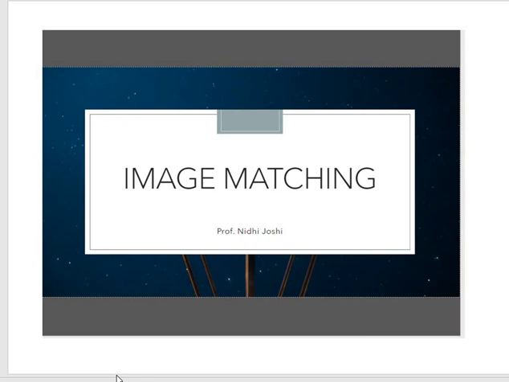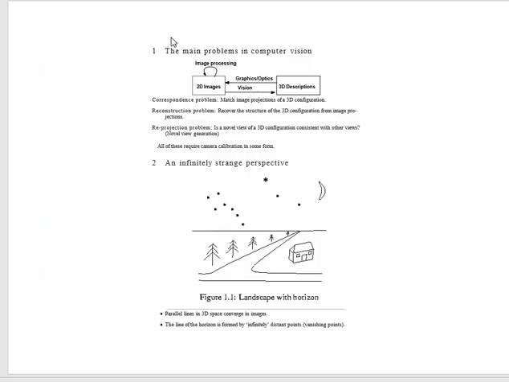In image processing and computer vision, the subject code for the subject is CS803. So, let us start with projective geometry.